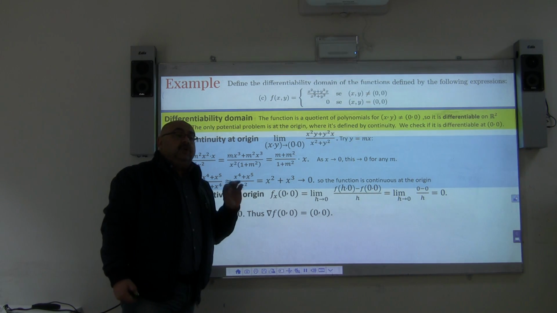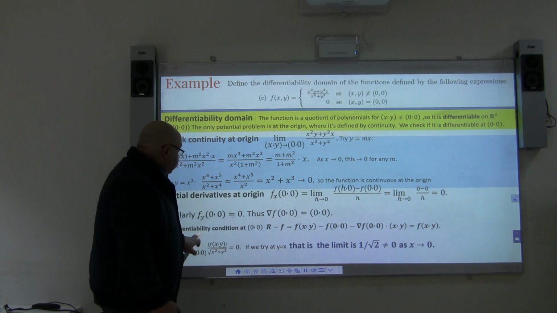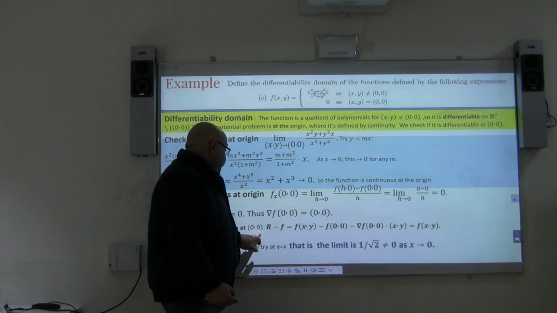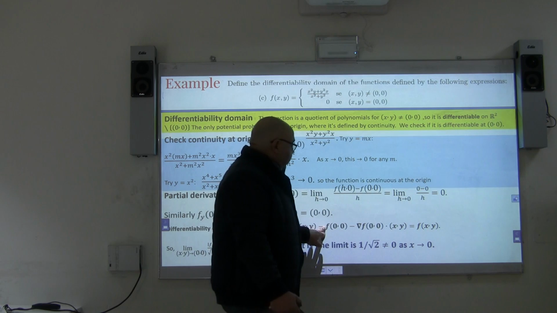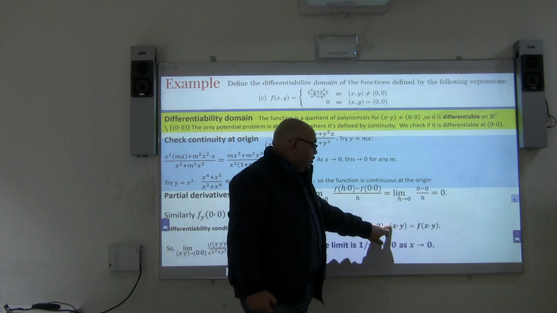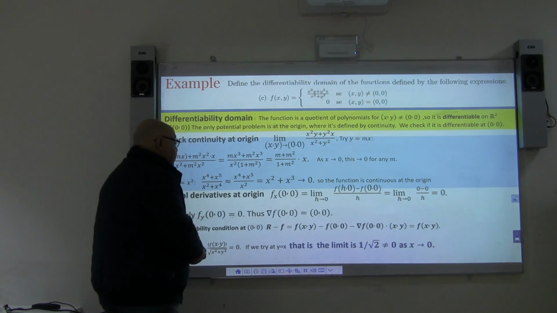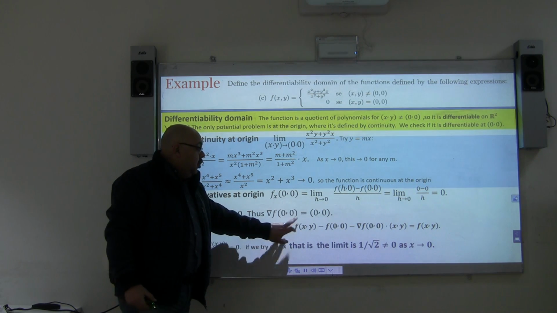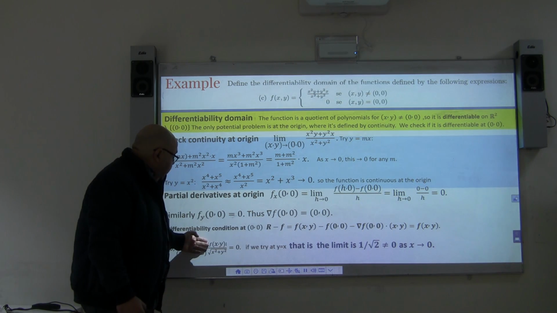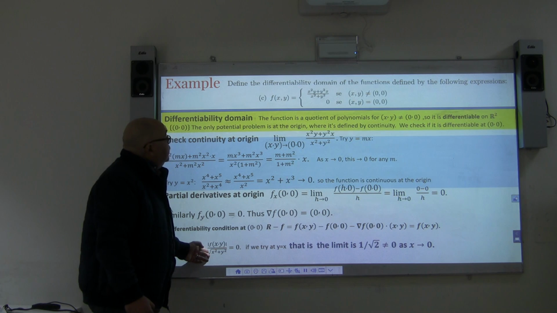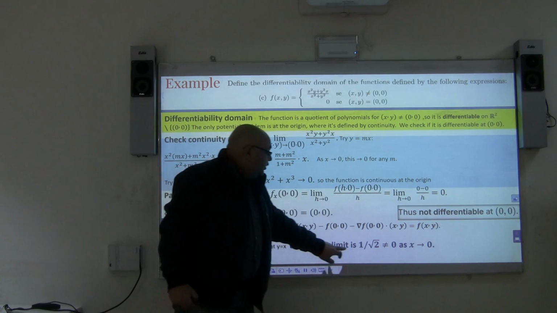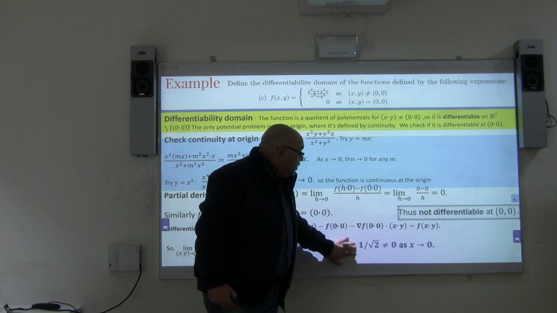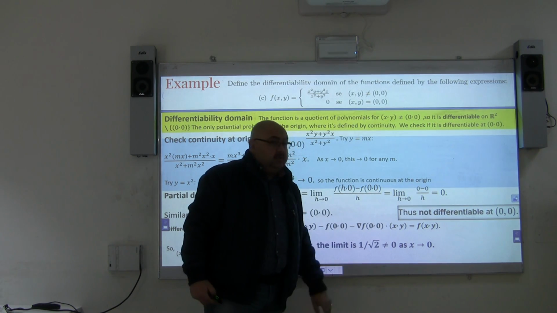So the value of the function will equal the remainder term. This is why I wrote R of f is equal to f of xy minus the value of the function minus the gradient vector times xy. So the remainder term is just the function, which is x and y. This is why f of xy is divided by root of x squared plus y squared. If I make the substitution of this relation, the limit will tend to 1 over root 2. Since it is not equal to 0, then the function is not differentiable.